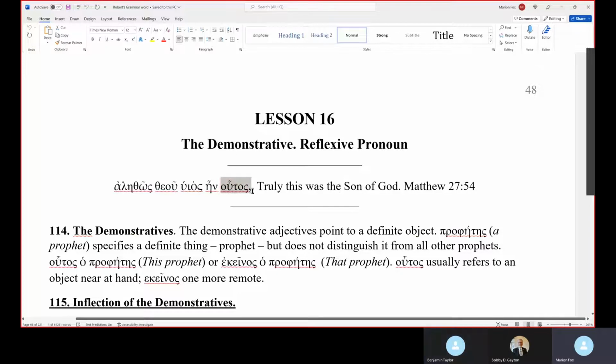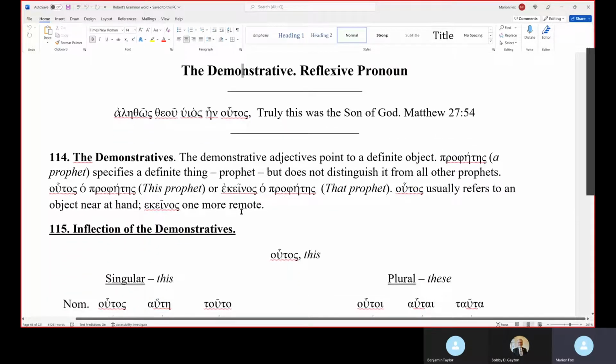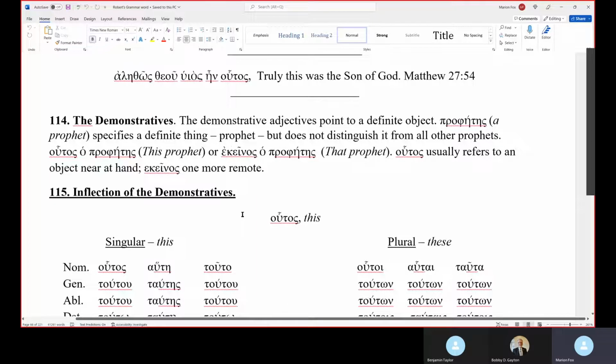And this was being this one, all right? Hutos, notice it's a rough breathing. This is our demonstrative pronoun, okay? We'll get to reflexive a little bit later in this lesson. This is Matthew 27:54. Now, they're just like English demonstratives, except they're a little more exact in that our English demonstratives are this and that. This is the near object and that is the far object.